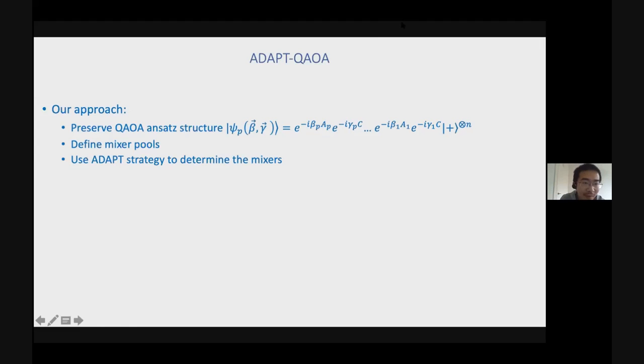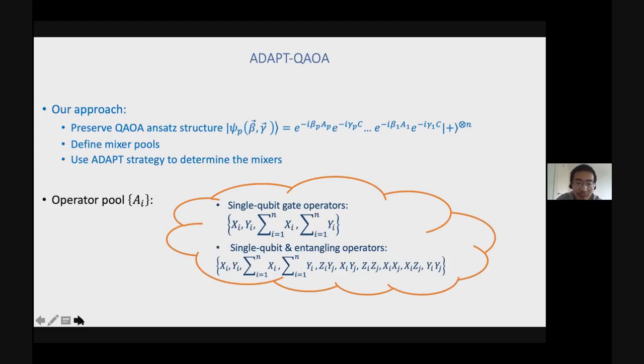So what mixer did you choose? The mixers are actually chosen. We give it this pool, shown over here. I had some plots, but I don't think I have them in the talk, where we show the frequency with which each mixer is chosen. And more often than not, a mixer different than the mixer of the original QAOA is picked. They have this form shown over here.